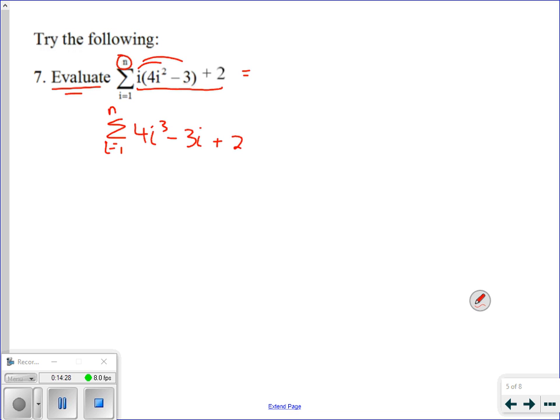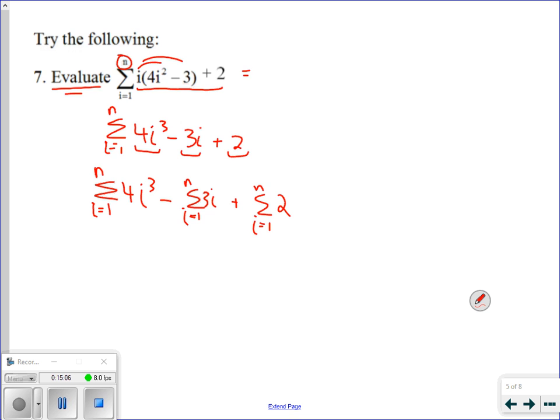Okay. Now, how we solve this is once we have it expanded out, the idea is to break it apart in its individual pieces. Remember how we said that a summation can be broken up into individual components. So I think this next part's pretty straightforward. We're just going to do summation i equals 1 to n of 4i cubed, subtract the summation i equals 1 to n of 3i, and then plus the summation i equals 1 to n of 2.